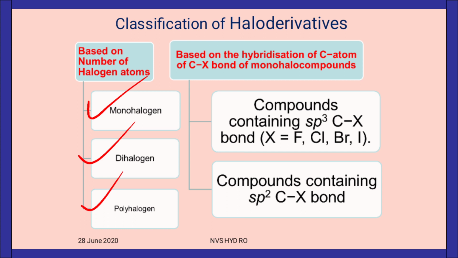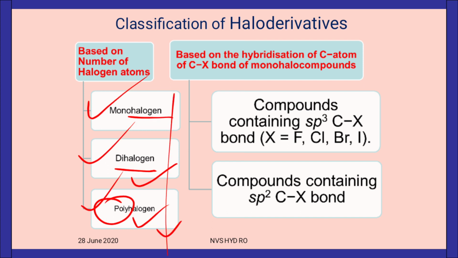If a single halogen atom is attached, that would be a monohalogen or monohaloalkane. Two means di, many means poly, tri means 3, tetra means 4, penta means 5. So similarly this goes on.